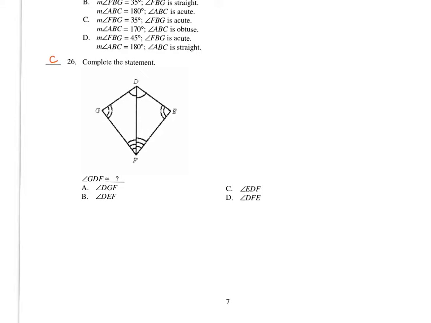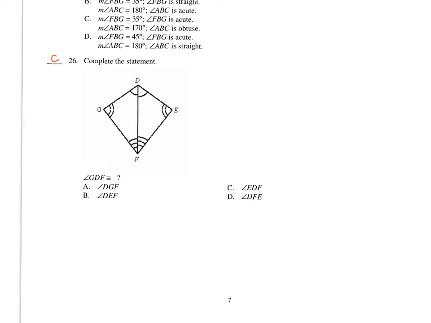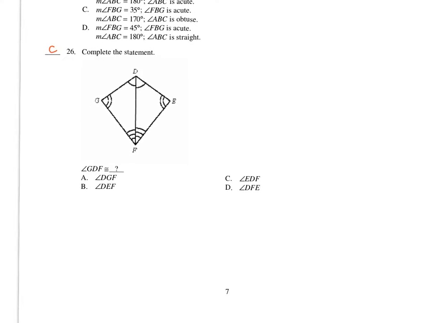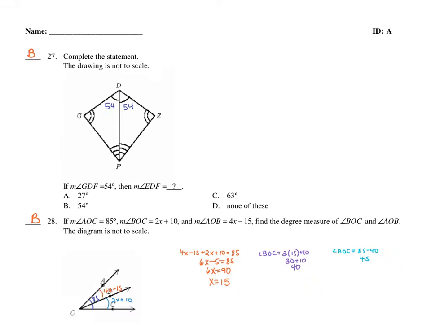26, you're trying to figure out which angle is congruent to GDF. GDF has one arc, and so does EDF. Still good, right? Still okay. 27, complete the statement. You're saying that GDF is 54, which means that EDF would also be 54, because those two are congruent.